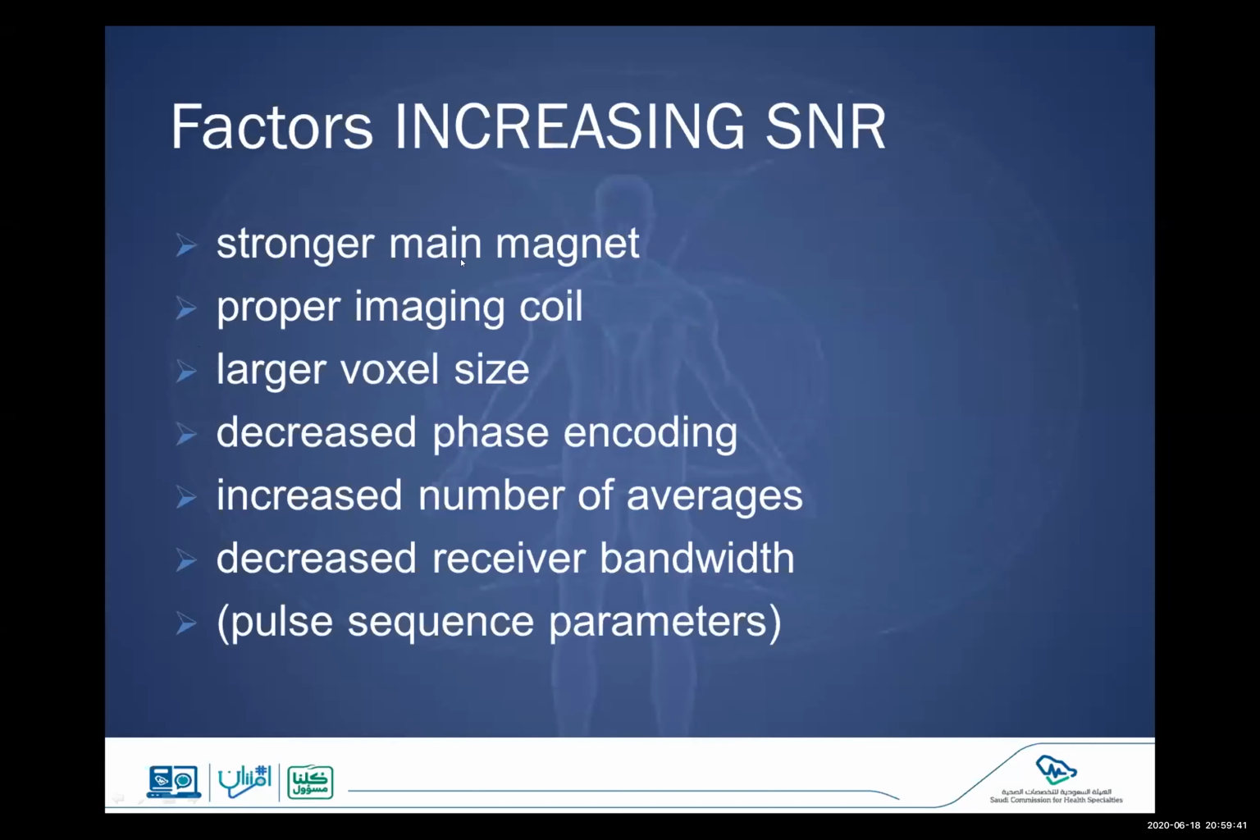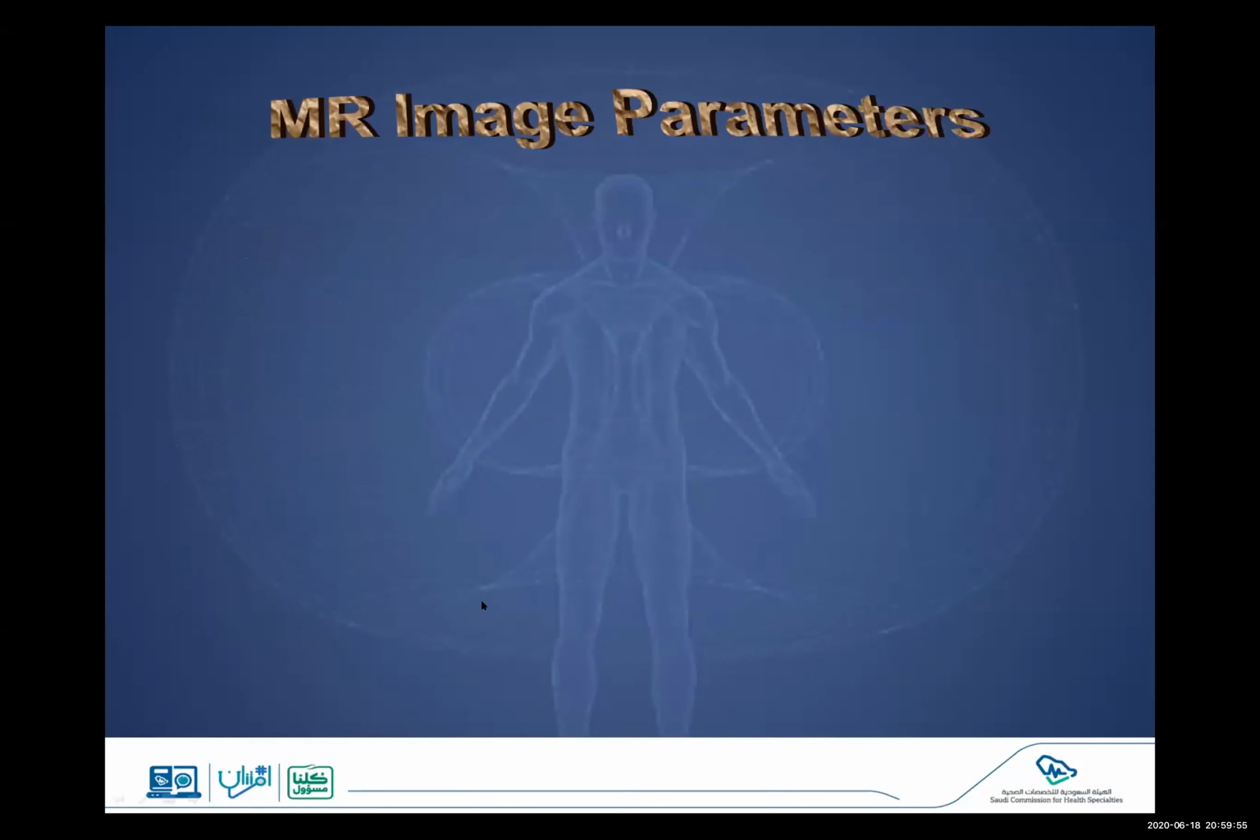To improve your signal to noise ratio, you need a stronger magnet, a proper imaging coil, a larger voxel size, decreased phase encoding, an increased number of averages, decreased receiver bandwidth, and then select the appropriate pulse sequence.